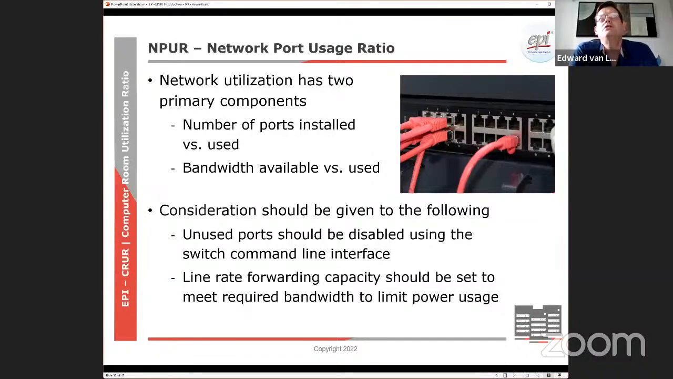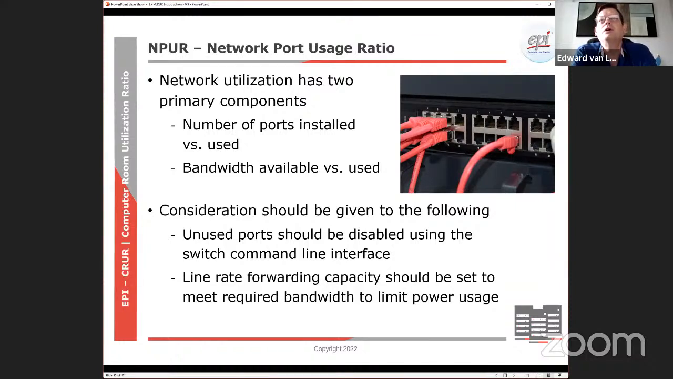Network port utilization, so the NPR metric within the IT environment, is the utilization of the number of ports. So we don't talk about the port utilization itself because that is related to bandwidth. We are basically looking here at how many ports you physically have available in the computer room environment, and how many of those have been used.